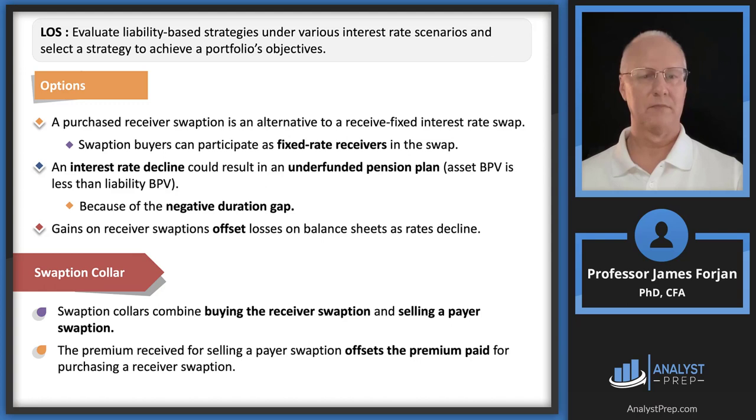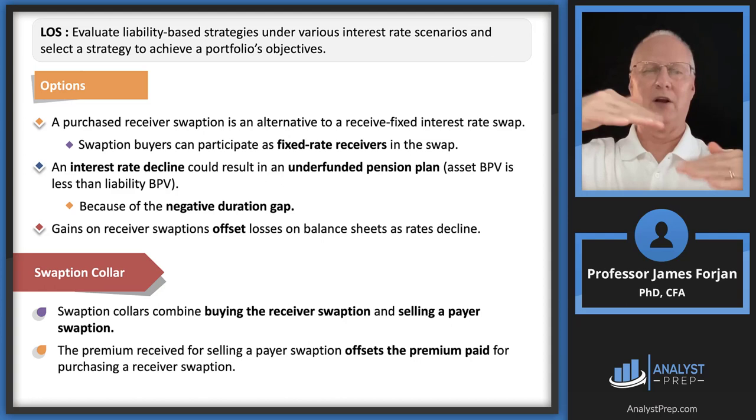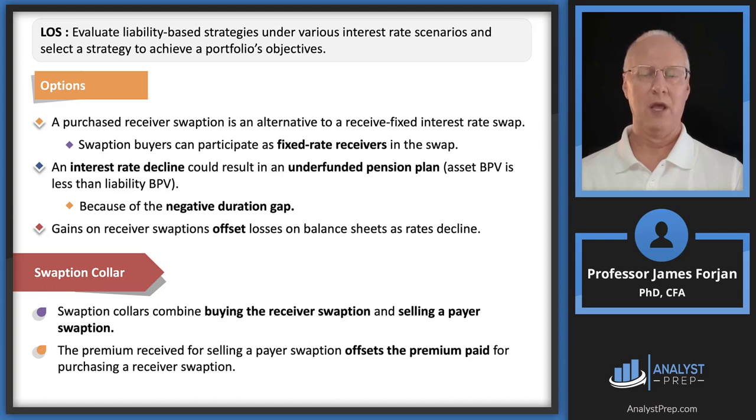Now you can do a collar. We spent a lot of time in level two and even in level three on the collar. Here are the payoffs for the collar. You have this, and then you have a little line going in between. And so sometimes this swaption collar is going to narrow the choices of outcomes at the end of a period.